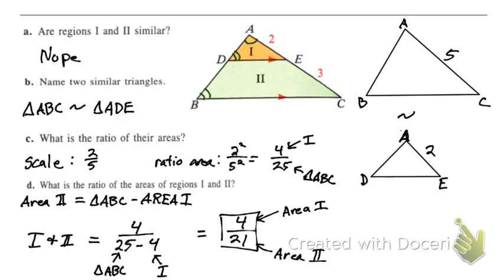So in a lot of these problems, you're just going to come up with parts of it, and you have to figure out big picture-wise what's happening. Area 2 is ABC minus area 1. I figured out what ABC and area 1 have to do with each other in a ratio, and I use that to come up with my area 2. Okay?